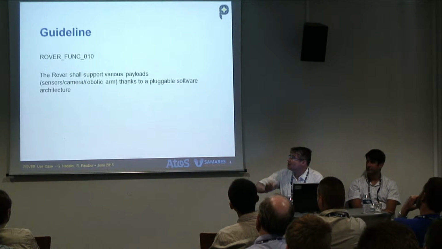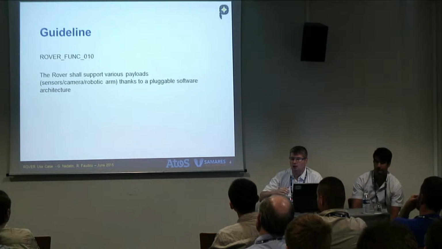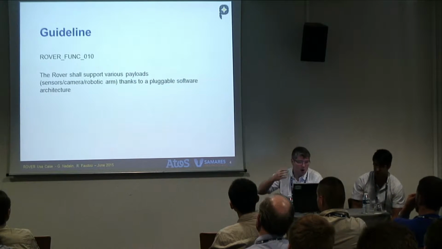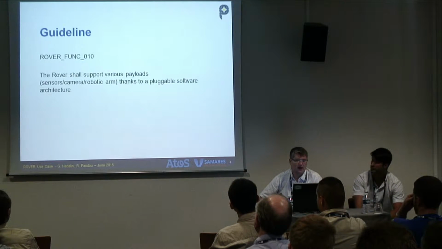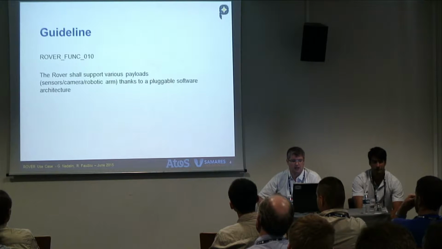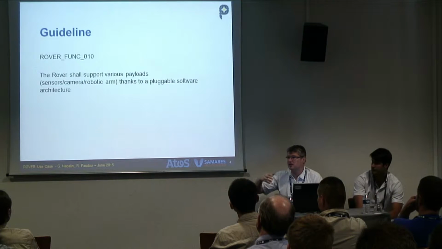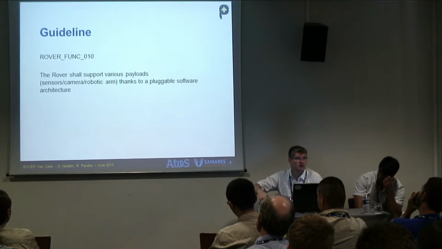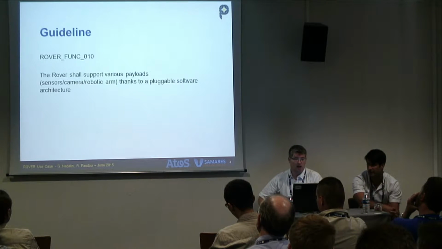As a guideline, we will use different requirements, but we will not show the whole traceability. We will use one expectation from stakeholders: the rover shall support various payloads, thanks to a pluggable software architecture. We will trace this stakeholder requirement to system requirements and so on down to the code, so that you can see the traceability around the Vee Cycle.